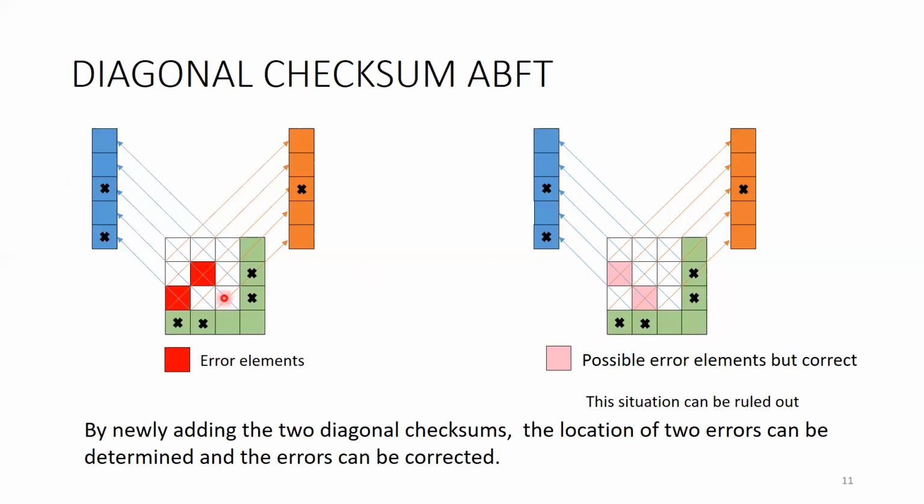We can determine the errors appearing in the red blocks. After we know the location of the errors, we can correct the errors by row checksum, column checksum, or diagonal checksum.